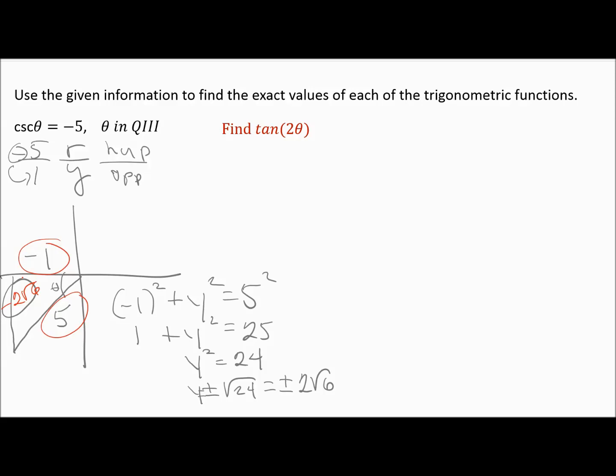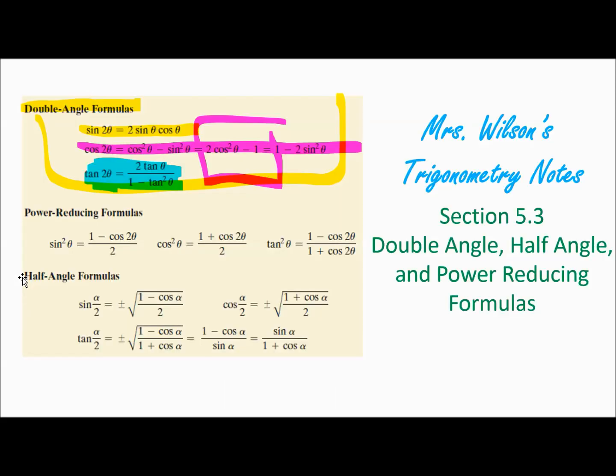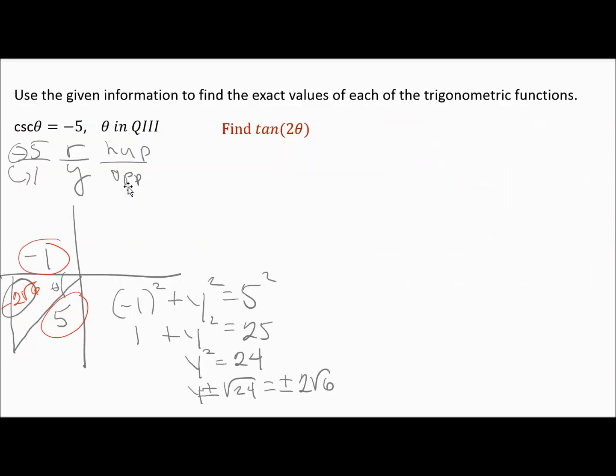Now we're going to use our formula to find tangent of 2 theta. You could go look it up, or you can just have it memorized. So it's our aqua one right here. Tangent of 2 theta is 2 tangent of theta over 1 minus tangent squared of theta. I suggest always writing your formula down. So it's 2 tangent of theta over 1 minus tangent squared of theta.